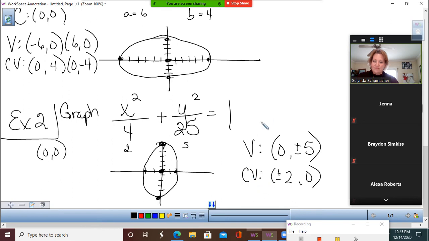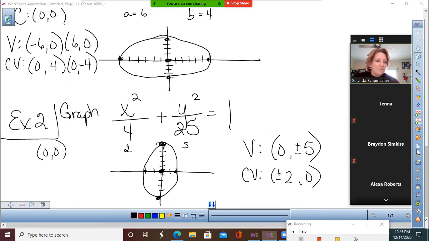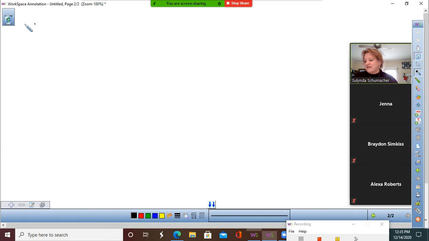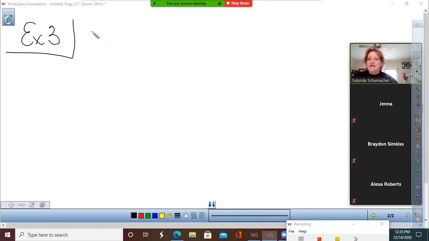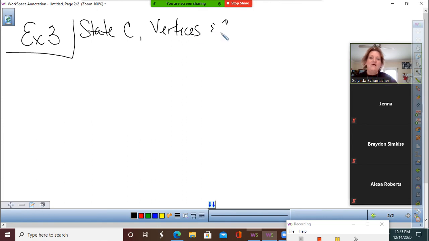So let's try moving our center a little bit, though. Okay? Let me get in the page. All right, so let's try this. Example number 3. On example number 3, I want you to state the center, the vertices, and the co-vertices. Right? And then, of course, I want you to graph.